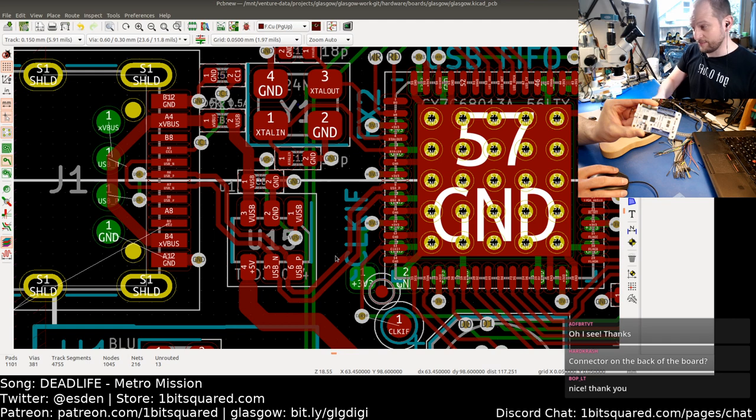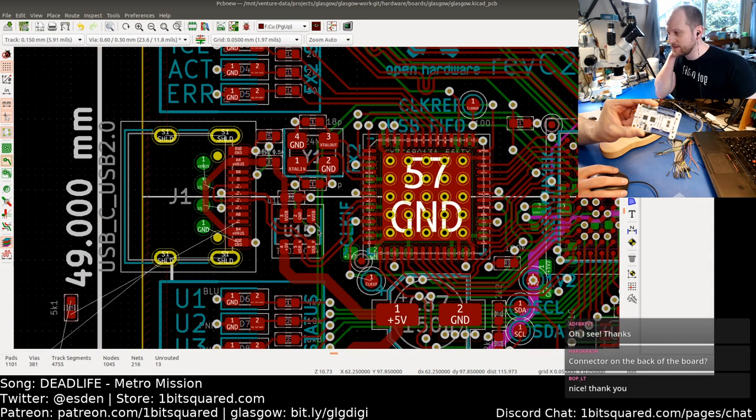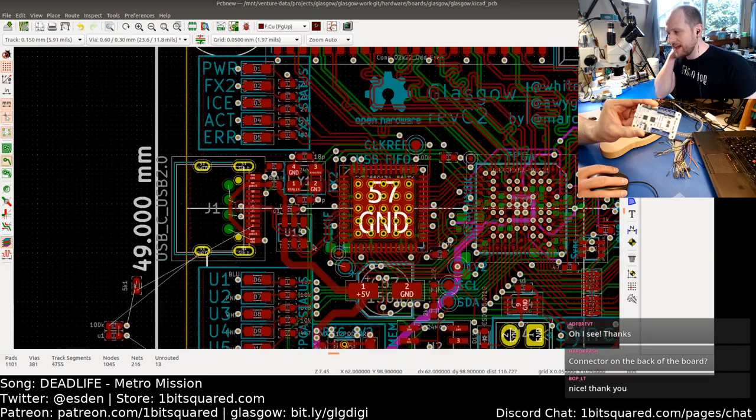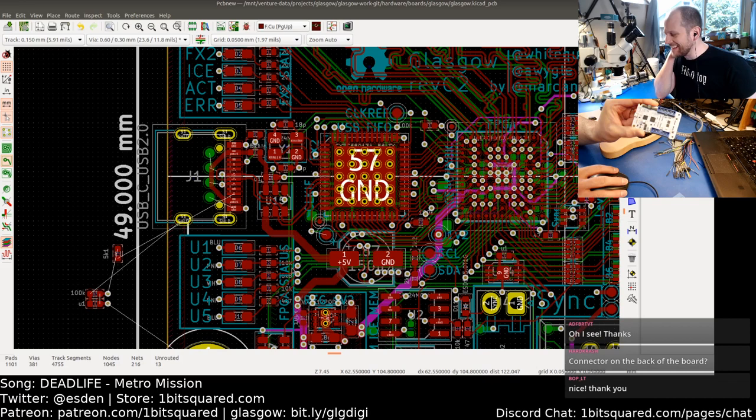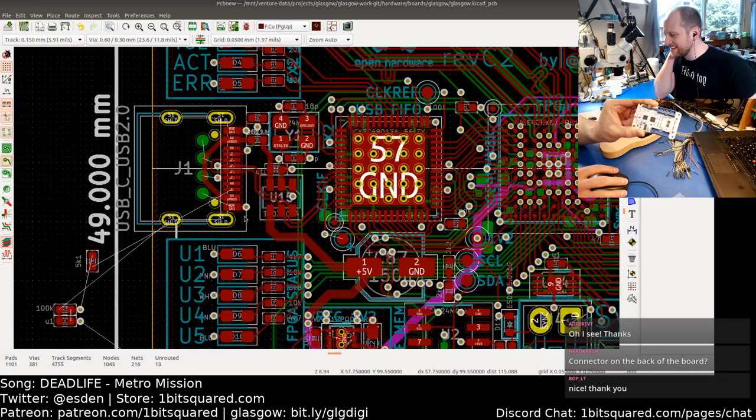Connector on the back of the board. Yeah. That would be an alternative solution to this. It's a good point. But yeah, I'm not putting the connector on the back. That would be neat, though. That's true.